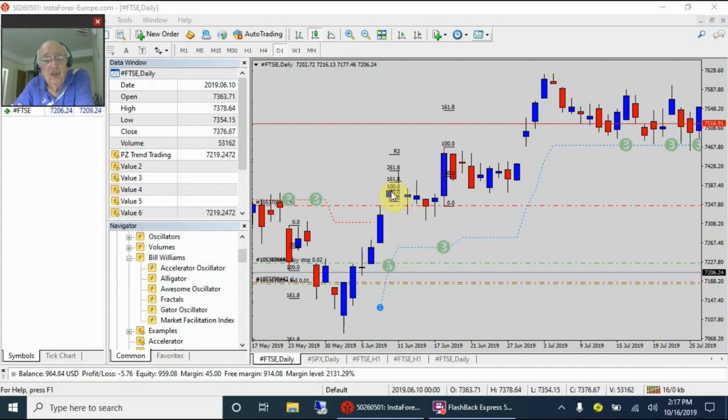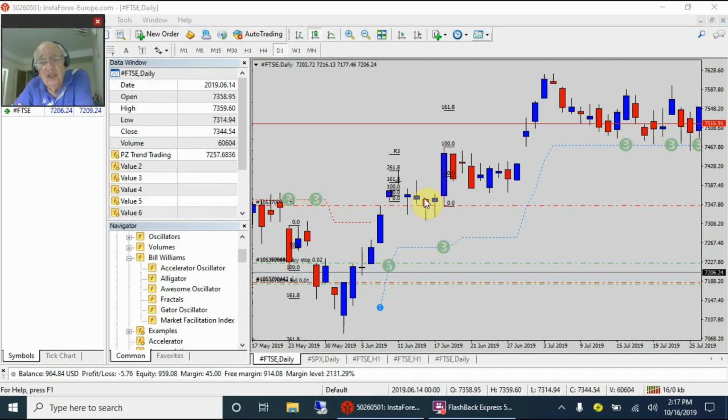I drew my Fibonacci in from the high to the low, and as you can see, there's the 161, 261 and the 3 risk levels. The first candle didn't trigger us into the trade. The second one did, however, trigger us into the trade. We didn't have a close above the 161, and it came down and stopped us out on our stop level.